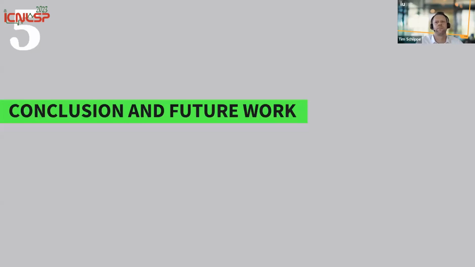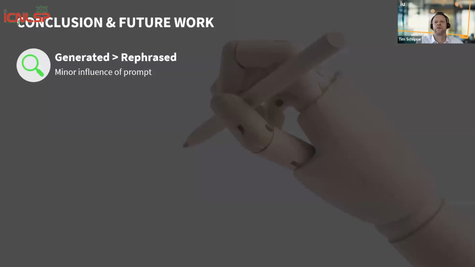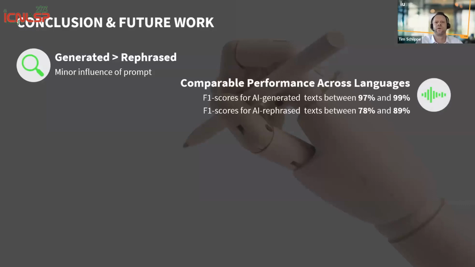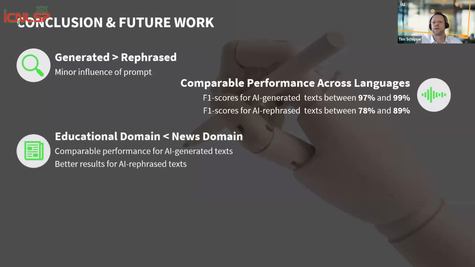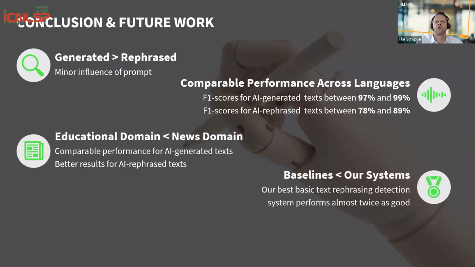Let me now come to the conclusion. Text which is AI generated from scratch is better recognized than text which is rephrased. And the prompting had minor impact on the performance of the systems. We obtained comparable performances across our 4 tested languages. Our systems provide comparable performances from the education domain and the AI-generated text from the news domain. News domain was a little bit harder. We significantly outperform those tools which are very famous for the detection of AI-generated text, ZeroGPT and GPT-0.